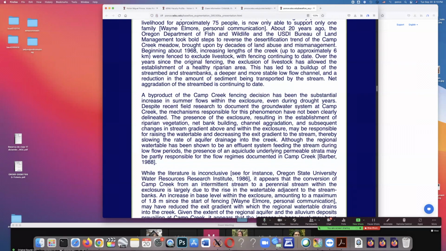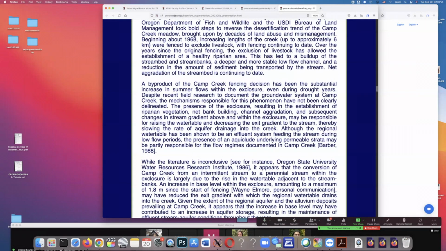Okay. Byproduct of the Camp Creek fencing decision: they decided to fence the 15 miles or whatever it was, on both sides, of course. They wouldn't let any more cattle into the creek. And a byproduct has been the substantial increase in summer flows. Now they have summer flows. Before they didn't have summer flows. Where are the summer flows coming from? From the bank, the stream bank.